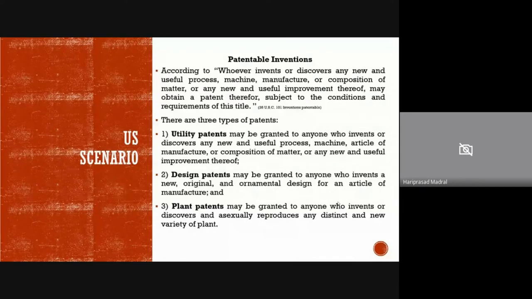Then plant patents: the inventor who invents or discovers plants which are distinct, unique, with new features and a new variety of plant, produced by us actually. The plants that we see around are generally considered to be the produce of nature. But a plant which is synthesized, which is of a new variety, and which is produced asexually can be patentable according to US law, and these are considered plant patents.